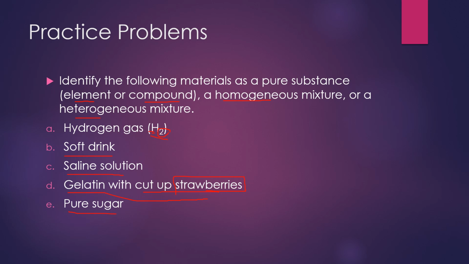Last but not least, pure sugar. So the pure should be your hint. So it is a pure substance, and in this case it's going to be a compound, because if you see the chemical formula for sugar, it has carbon, hydrogens, and oxygens in it. So it has more than one element, classifying it as a compound.